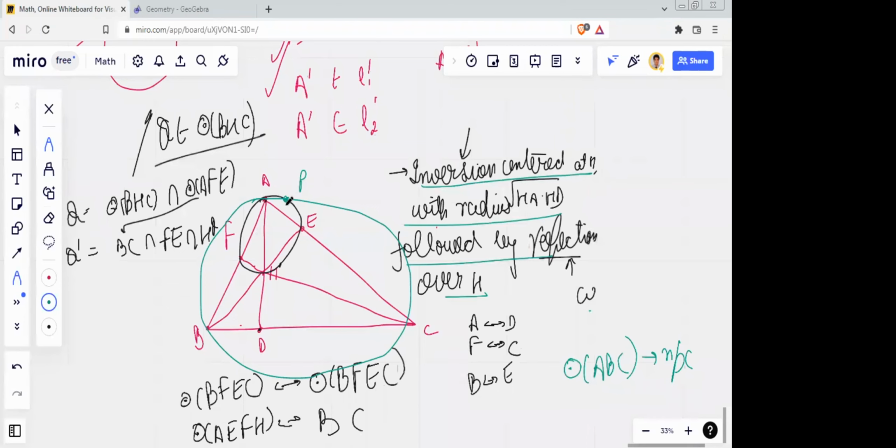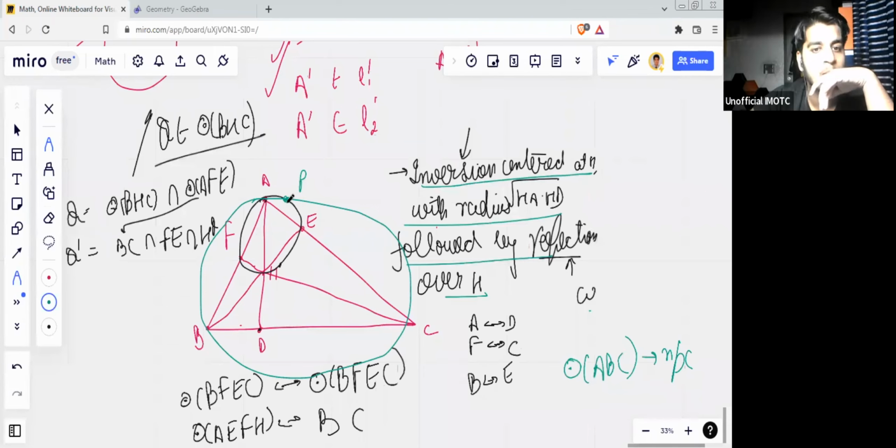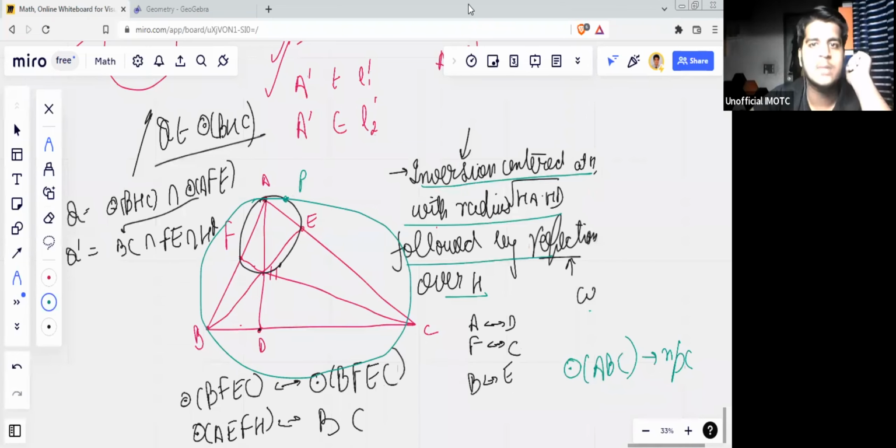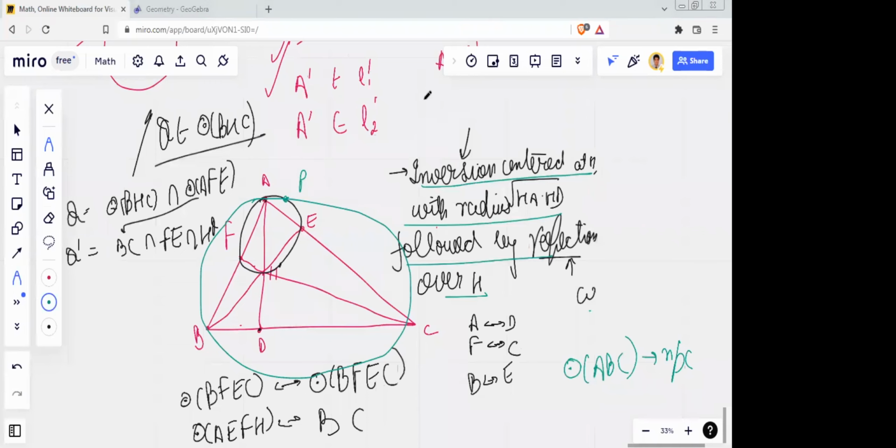You are not doing any problem? Not yet. I'll first do this thing and then root BC by 2. Then I'll discuss one or two problems, because I want to cover root BC and root BC by 2. That's more important.